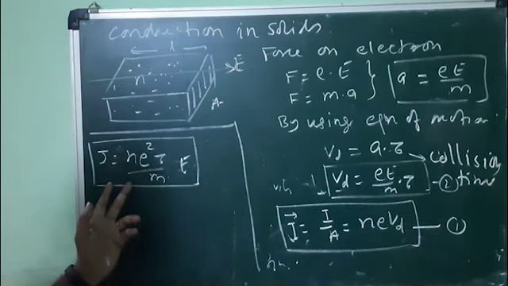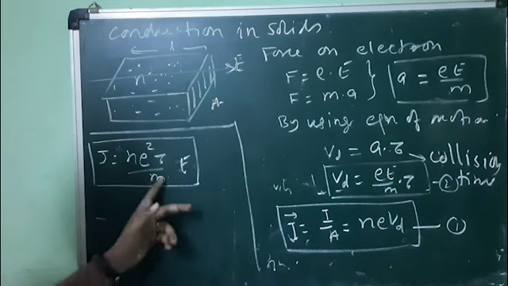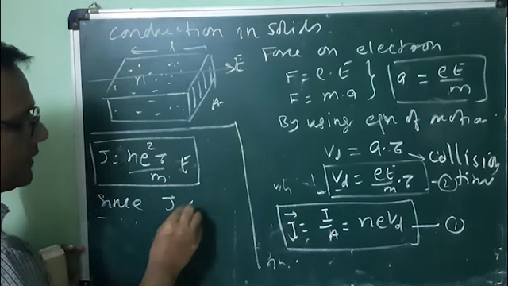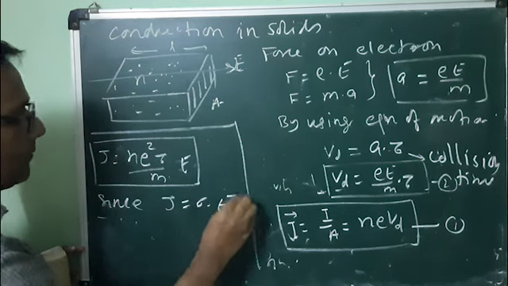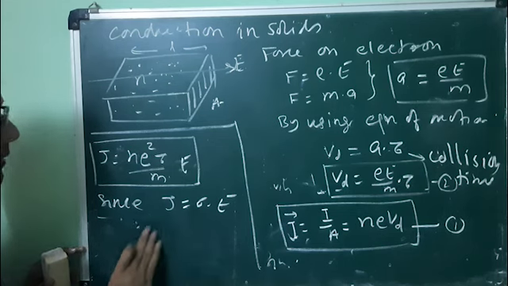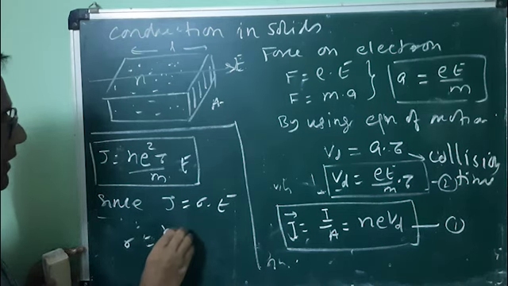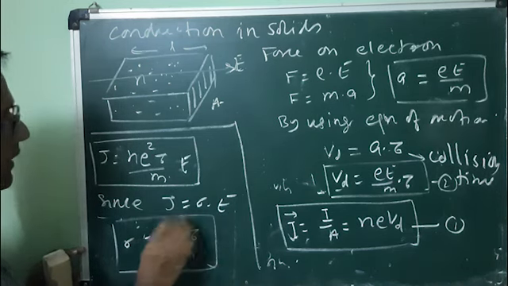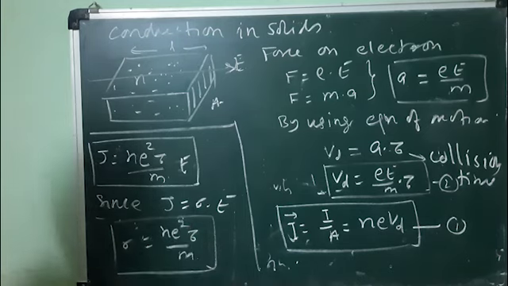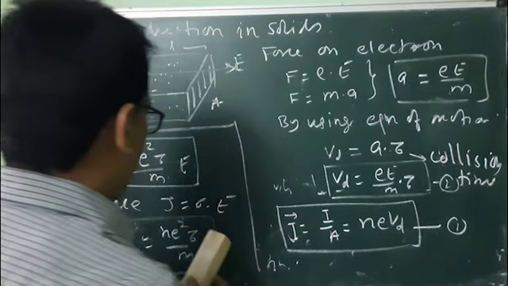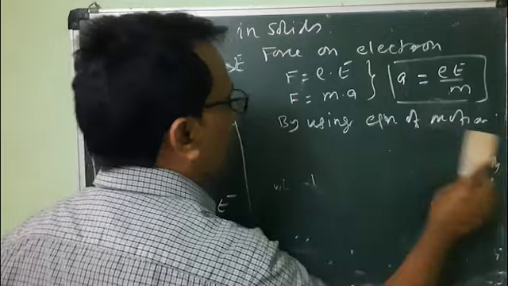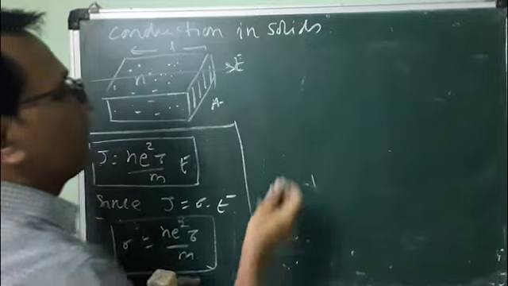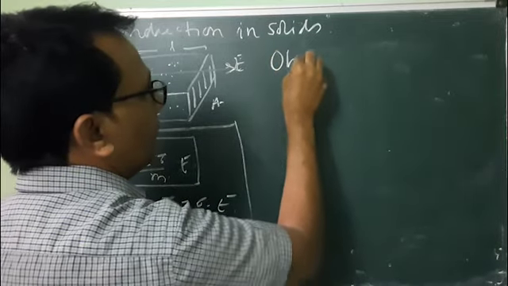Now we can calculate the conductivity by using a simple formula. Since J is equivalent to sigma multiplied by E, by comparing these two, sigma is equivalent to n e square tau by m. We can also derive how J equals sigma E comes about, a simple derivation from 12th level physics, from the definition of current and Ohm's law.